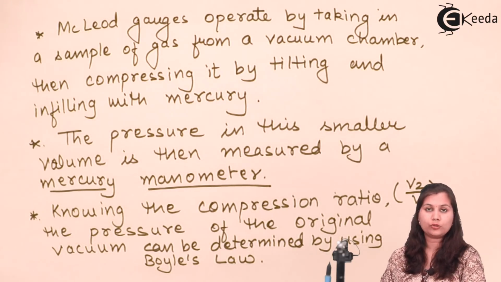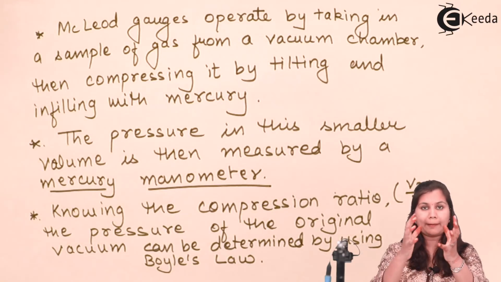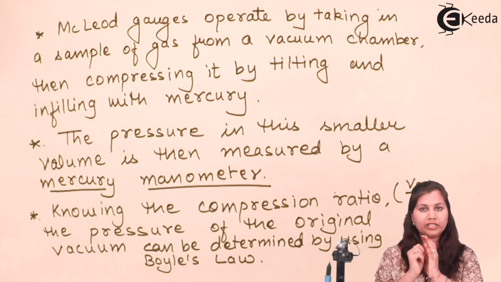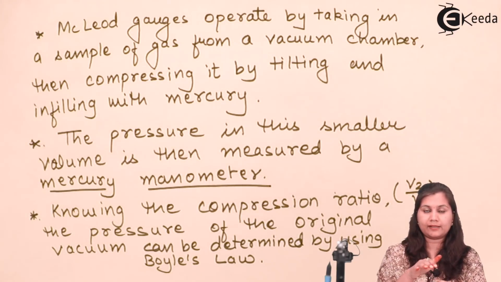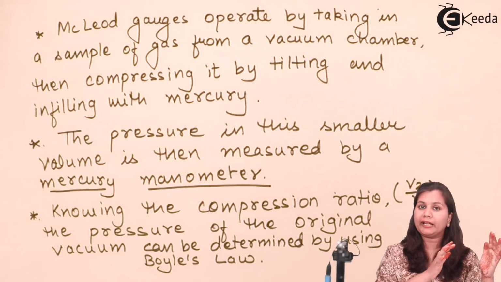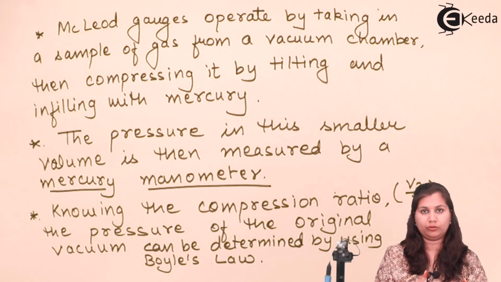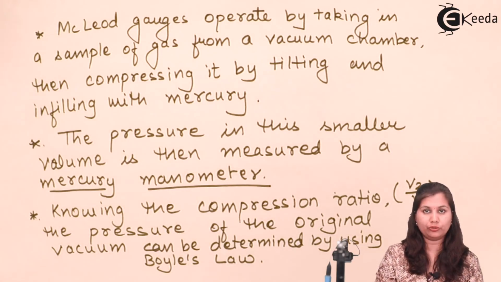First it is going to take a sample of gas from a vacuum chamber. So for the sample of gas, we know how much amount of gas we have taken. So we know the initial volume of the gas. Now we are going to compress this gas, meaning we are applying pressure on the gas. Due to the compression, its volume will also decrease. So we know the final volume of the gas also. Now for this final volume of the gas, we are going to measure the pressure by using the mercury manometer. So we know the final pressure also.